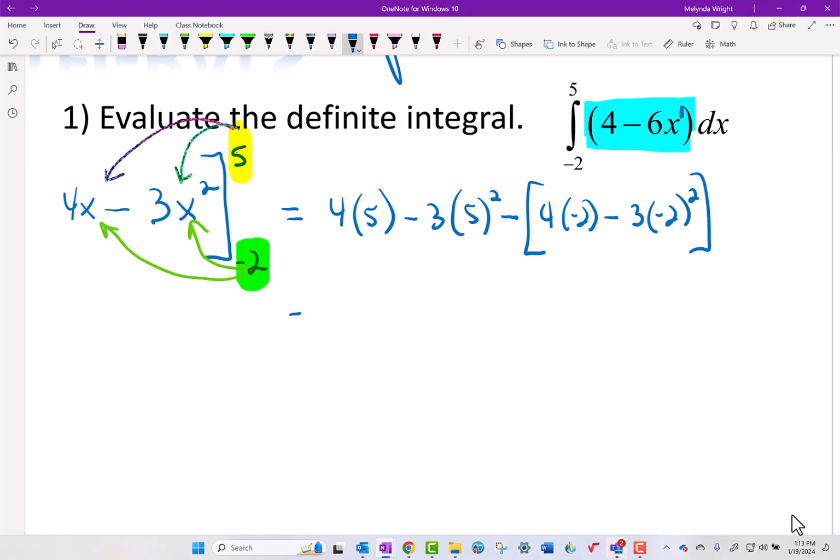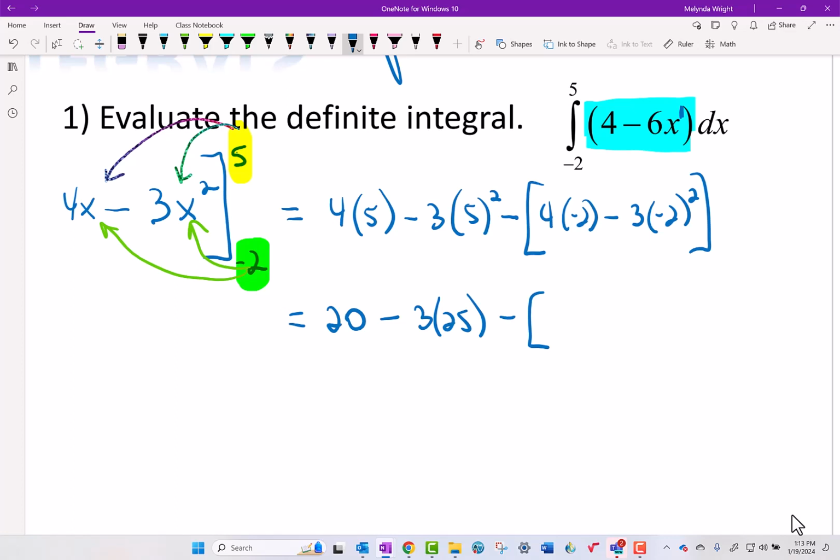Here we go. So I've got 4 times 5 is 20. Let's see, 5 squared is 25. And, well, I'm just going to do each step. Of course, y'all are, I'm sure, way better at arithmetic than I am. You can do fewer steps than I'm doing. I'm just going to work it out piece by piece.